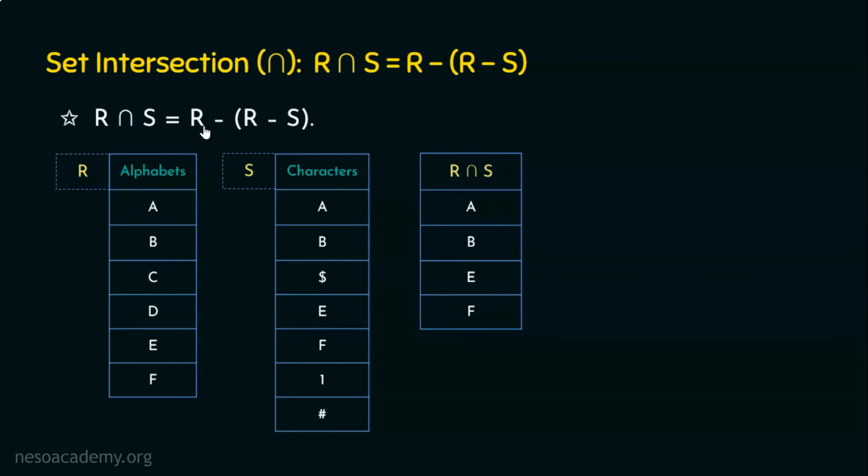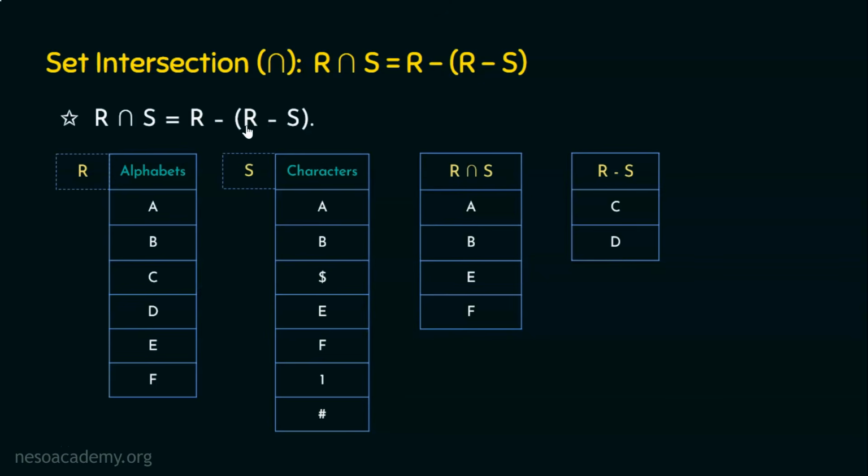Now what we are required to do is R minus (R minus S). First we will compute R minus S. What do we mean by R minus S? R minus S will give the output of members of R but not S. The elements A, B, E and F are there in R as well as S. C and D are the members of R but not S. Can you see C and D are not there in S? So obviously R minus S will give C and D as the output. So R minus S we have computed.